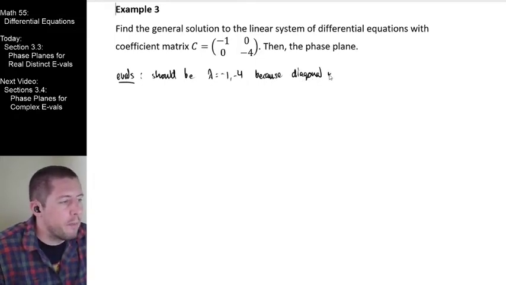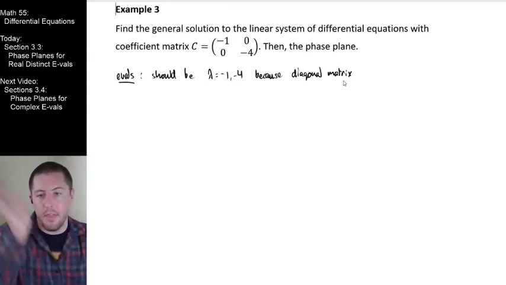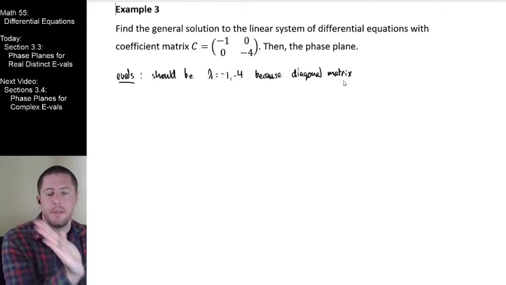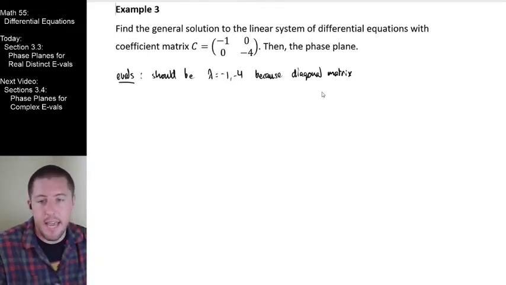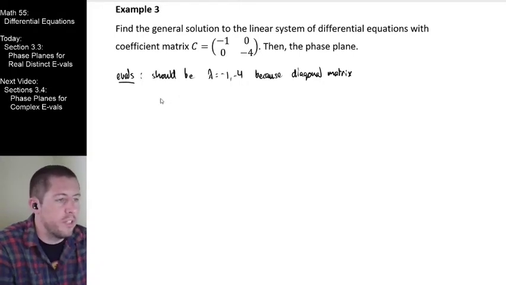And remember, a diagonal matrix means the only place that there are non-zero entries is on the main diagonal, the top left to bottom right diagonal. If that's the case, then that diagonal is your list of eigenvalues. Let's go ahead and actually do it right here.